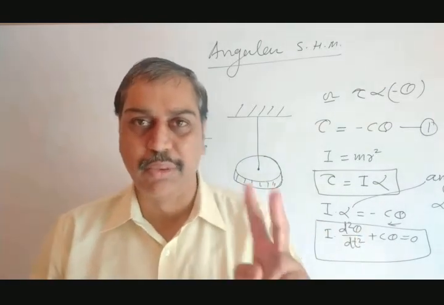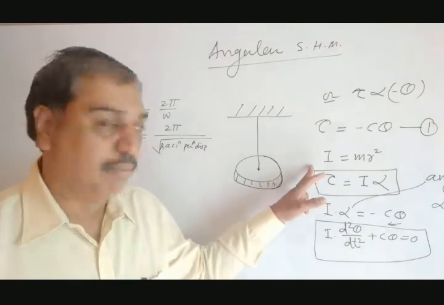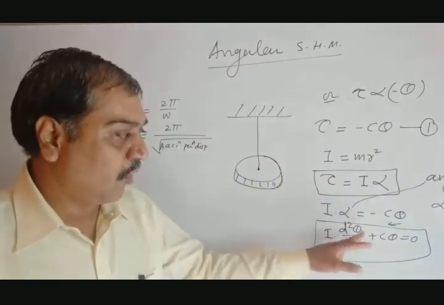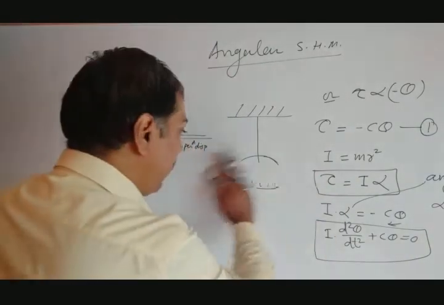It's a very simple point, a two-step point it is. We have written torque, then moment of inertia, and moment of inertia is related to torque by this equation. Put the value of torque here, solve it, move to one side, and we get a differential equation. Now let's go to the next.